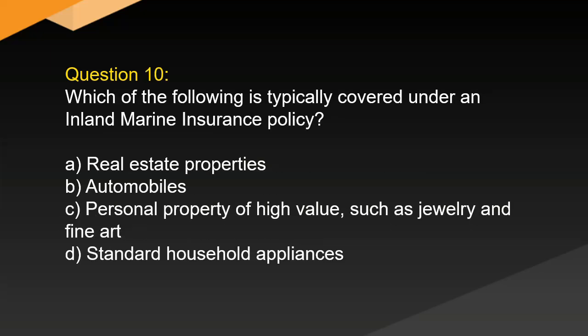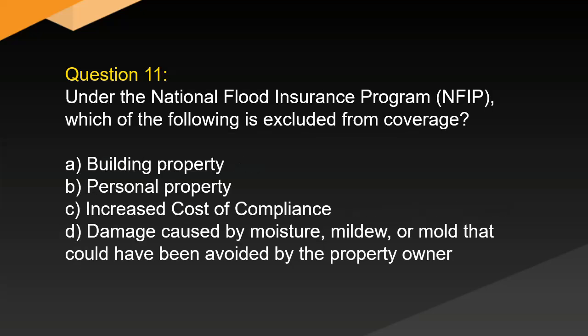Question 10. Which of the following is typically covered under an inland marine insurance policy? A. Real estate properties. B. Automobiles. C. Personal property of high value, such as jewelry and fine art. D. Standard household appliances.